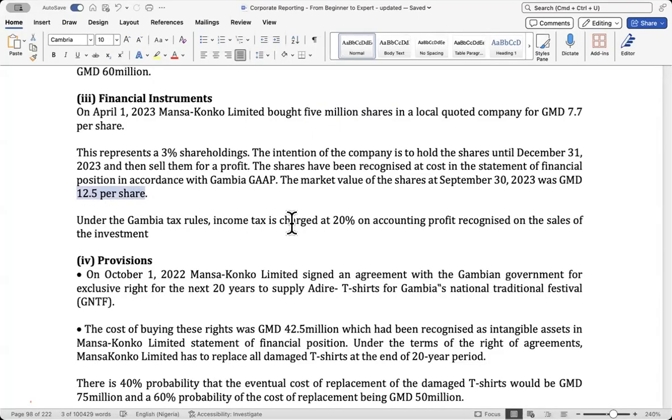Under the Gambian tax rule, income tax is charged at 20%. So what is wrong here? What is wrong is that the shares were recognized at cost as at the end of the year. That's wrong. This is a financial asset, and it's classified and measured at fair value through P&L because this guy is holding it for trading. He intends to sell at the end of the year, and so it should be measured at fair value.